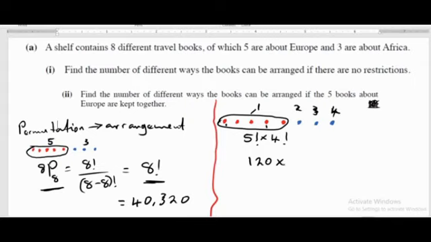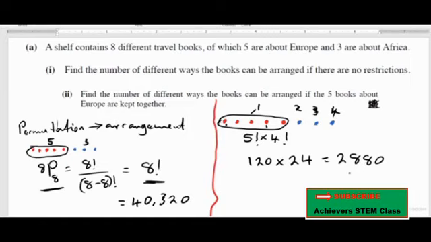So 4 factorial is going to be 4 times 3, that's 12. 12 times 2, that's going to be 24. So 24 times 120, or 120 times 24, that is going to be 2,880 ways. So we can see when we are given a restriction, our number of arrangements is quite lower than when we are not given any restriction.